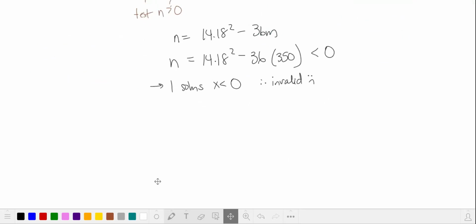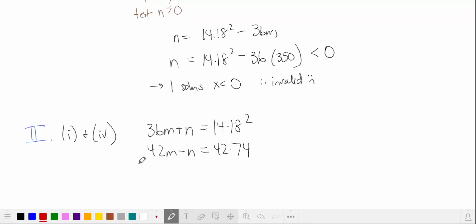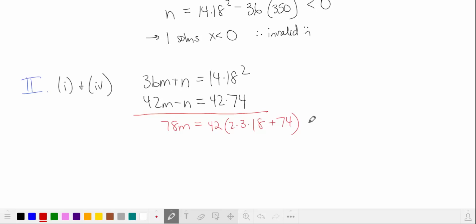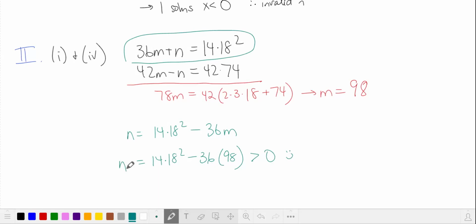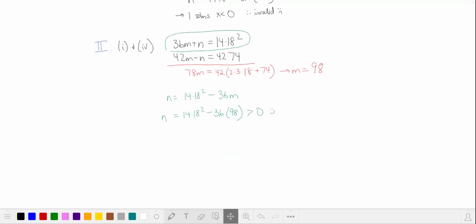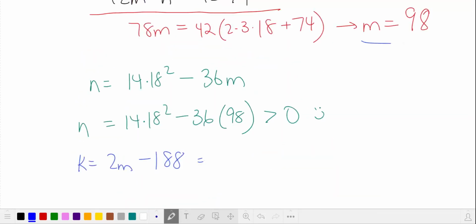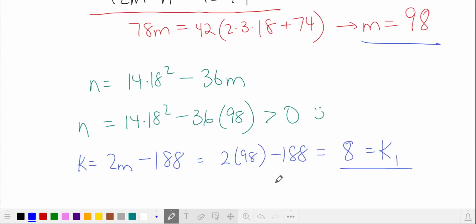So let's check out case 2. Here we're going to simultaneously have equations 1 and 4, and I'll reproduce them here. This time we can add both equations, and I'll factor out the 42 and solve for m. We'll plug this back into our first equation and solve for n. This is positive, so we have a valid solution. So let's find our formula for k. Here it is, and we'll plug in our value of m, which gives us 8. This is our first valid value of k.